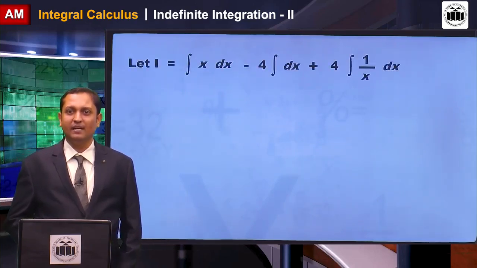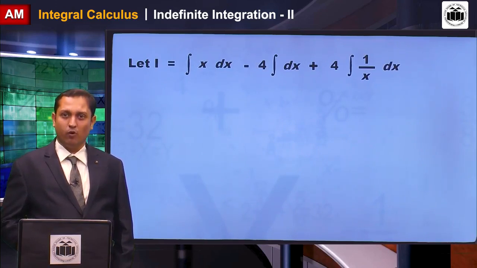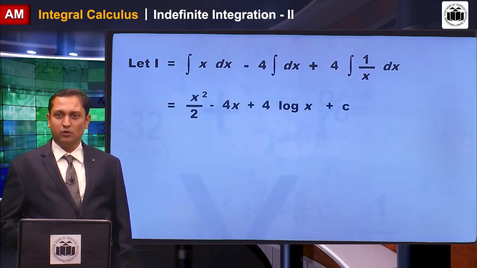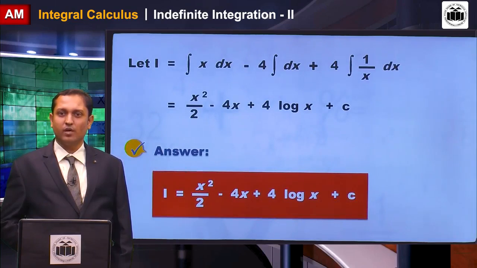So you can see this next step, integral x dx minus 4 integral dx plus 4 integral 1 upon x dx. Now here all the three parts we can apply the formula. Integral x represents x raised to n, so we will use the formula for x raised to n. The second part, integral dx, we have got a direct formula, x, and the third part, integral 1 upon x, again we have got a direct formula, log x. So we will get the answer x square upon 2 by using the formula integral x raised to n dx, minus 4 integral dx would be x, plus 4 integral 1 upon x dx would be log x, and we will write the constant of integration c. So we will get the final answer x square upon 2 minus 4x plus 4 log x plus c.